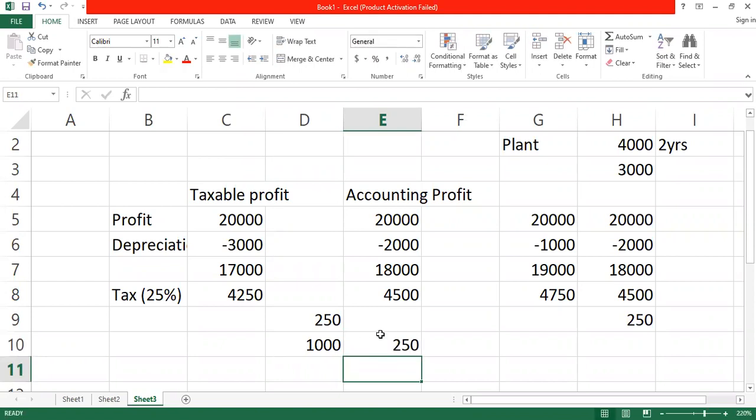So what will happen? We subtract the 250 from this figure, the 4,500, to make it 4,250. What we do is we just want to eliminate the particular effect that is caused by the difference. We want to eliminate it and make the figure the same as what the tax authority is giving us. That is the provision for the deferred tax.